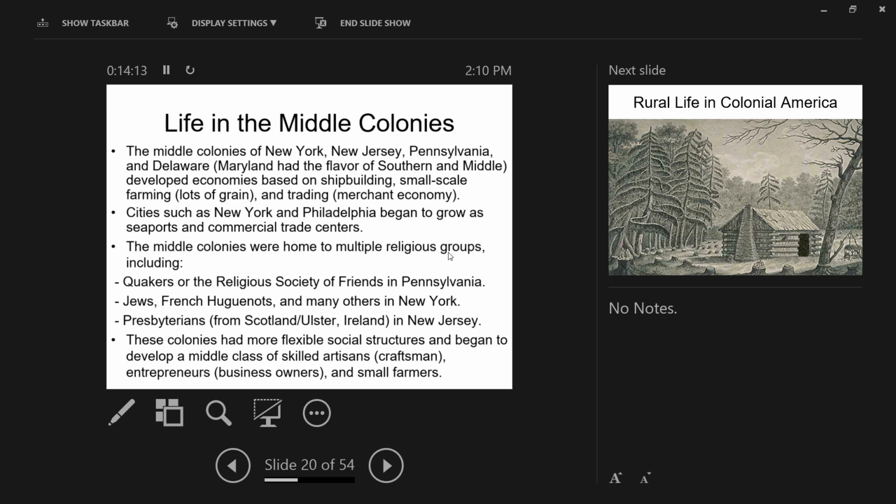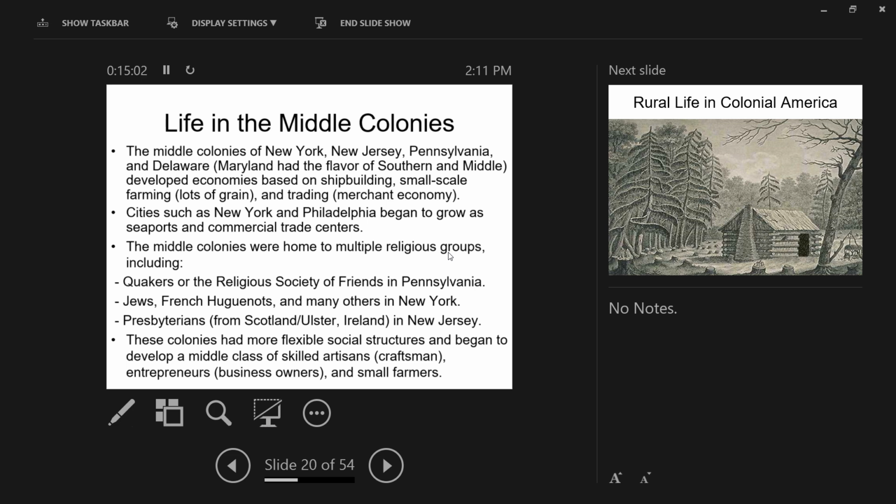These economies were based on shipbuilding, small-scale farming, lots of grain with the exception of Delaware that grew tobacco, and trade. This was a merchant-based economy, notably in 2 locations, New York and Philadelphia. These 2 became key commercial port cities, and they also became destinations because people knew that the social structure was more flexible in these locations, and they had a goal of getting there so they could participate in free enterprise or free religion, or the ability to just have a more relaxed social structure.